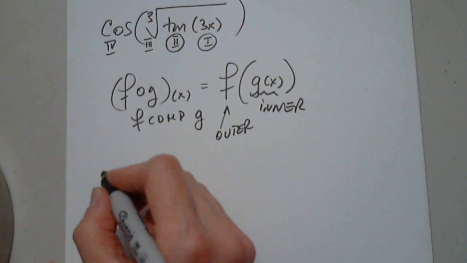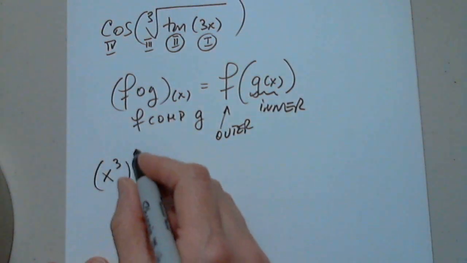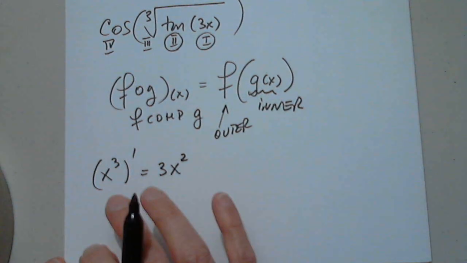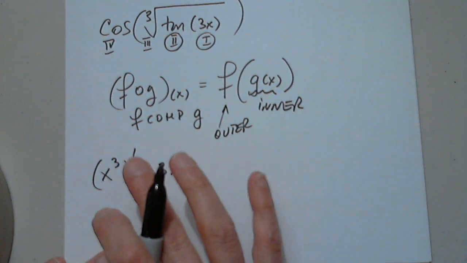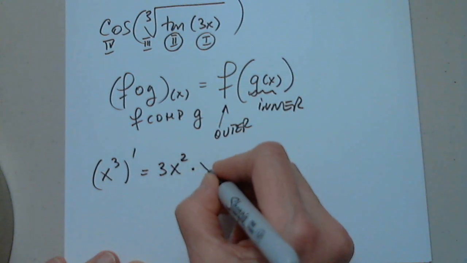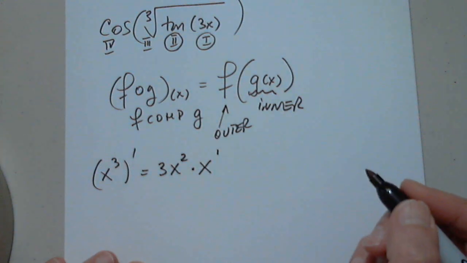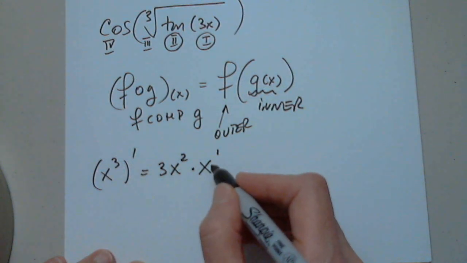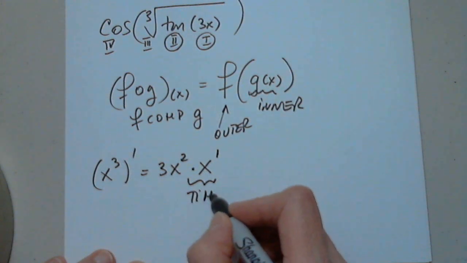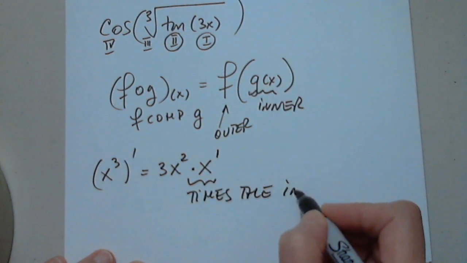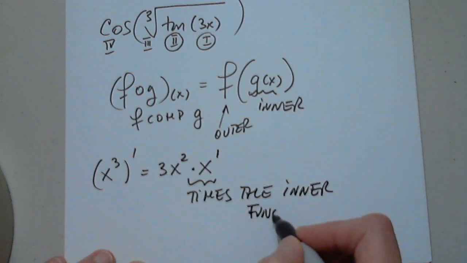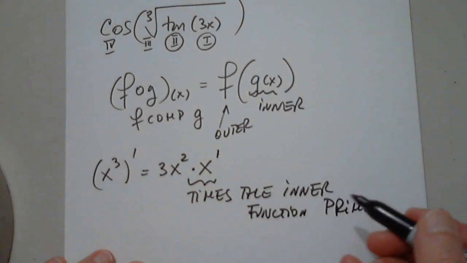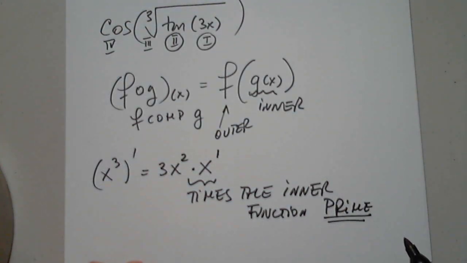So, if I have x to the third, and I differentiate, I get 3x squared. But what I should have said, I lied to you a little bit. What I should have said is this, times the inner function prime. This is the outer, this is the inner. 3x squared times x prime times the inner function prime, or if you want, differentiated, times the inner function differentiated. That's what I mean by prime.